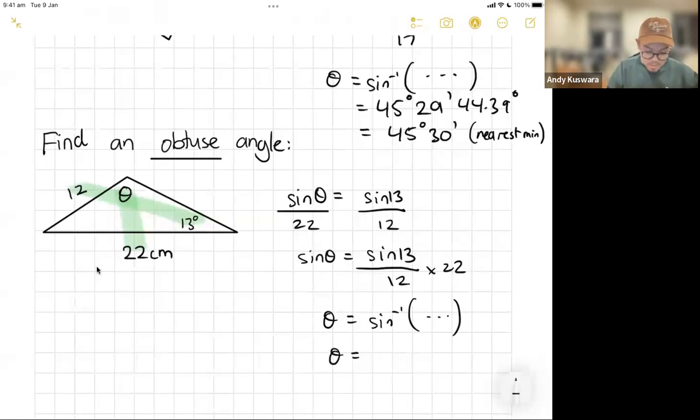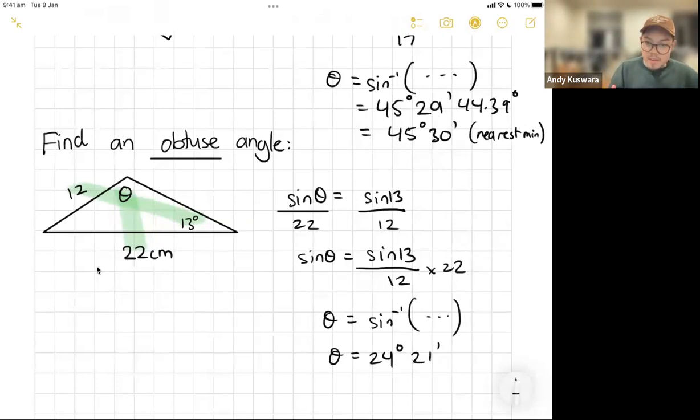So theta is going to equal sine inverse of sine 13 over 12 times 22. And if I close all my brackets, you should get an answer. I'll get something like 24 degrees, 21 minutes.